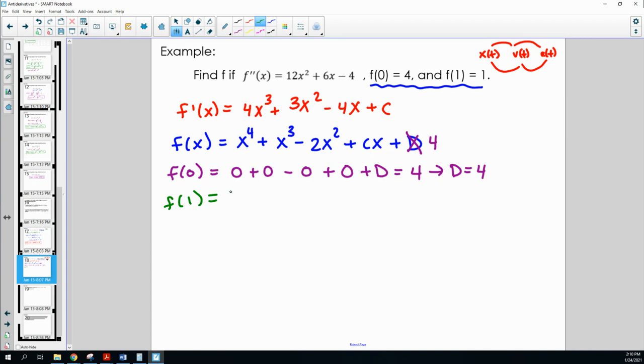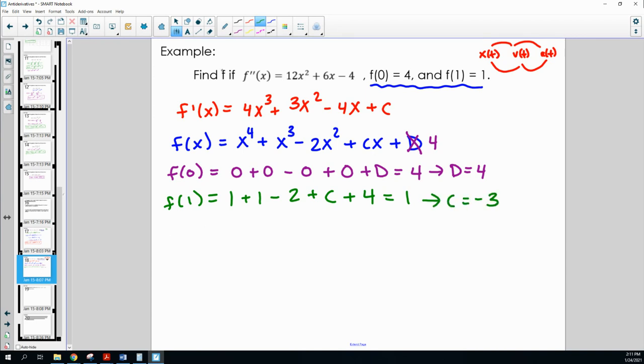So 1 to the fourth is 1, 1 to the third is 1, 2 times 1 squared is 2, c times 1 is c, and then I know d is 4, and then this whole thing has to equal 1. So when I solve this, 1 plus 1 is 2, minus 2 is 0, so c plus 4 is equal to 1, so that means c has to equal negative 3.